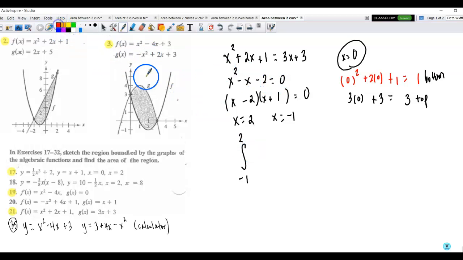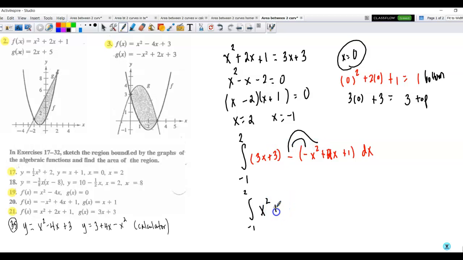So the top curve, quote-unquote curve, in this case is the line, 3x plus 3, minus the bottom curve, which is x squared plus 2x plus 1, dx. Oops, I was starting to copy the wrong problem. I'm going to clean that up a little bit and make that -1 to 2. Distribute: that makes positive x squared, negative 2x and 3x, which is a plus x, and negative 1 and 3, which is a plus 2, dx. And when I find the antiderivative, I'll get x cubed over 3 plus, whoops, eraser. Come on, eraser. There we go.